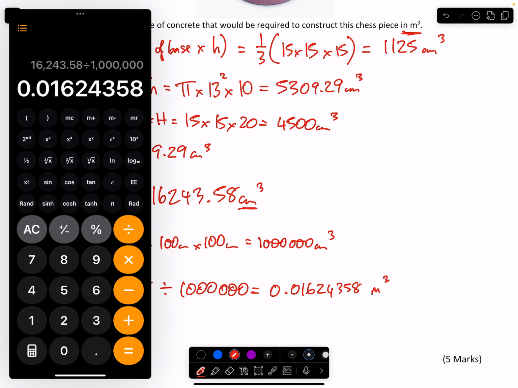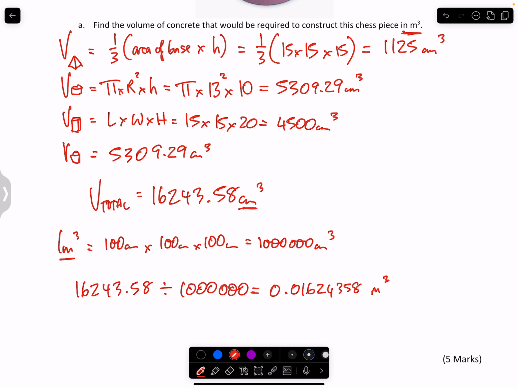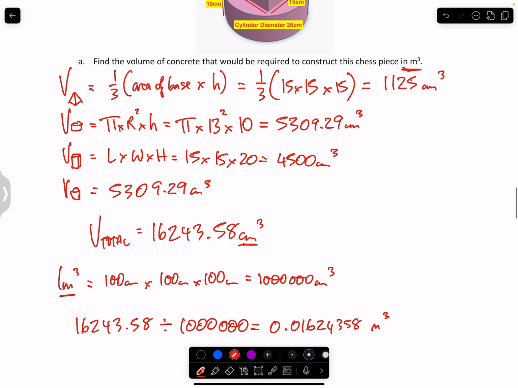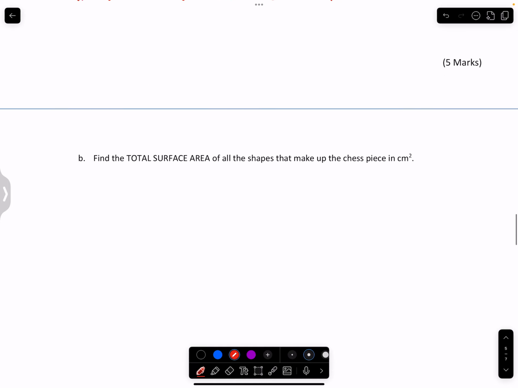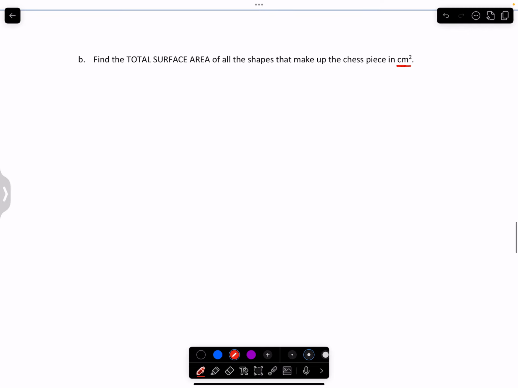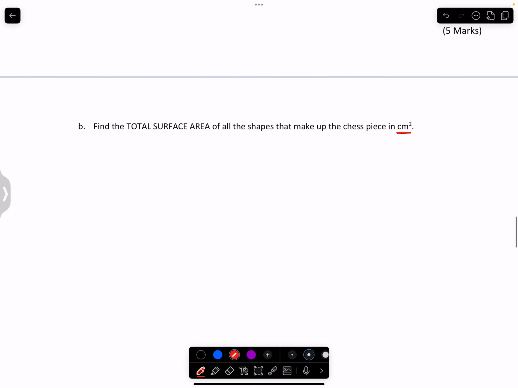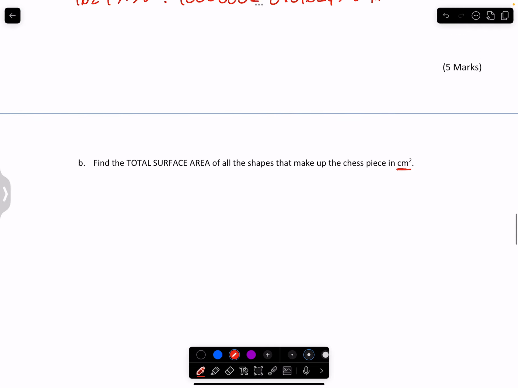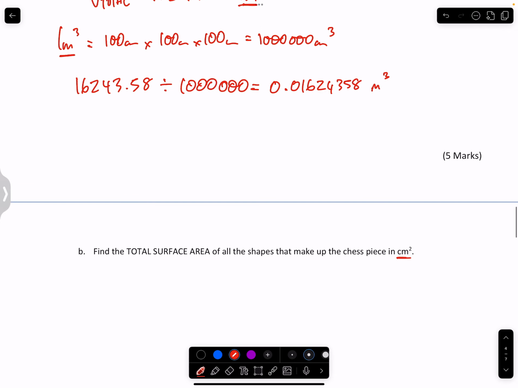cubic meters. So that is that page done. Find the total surface area of all the shapes that make up the chess piece in square centimeters. So we're finding just the surface area of all these 3D shapes.